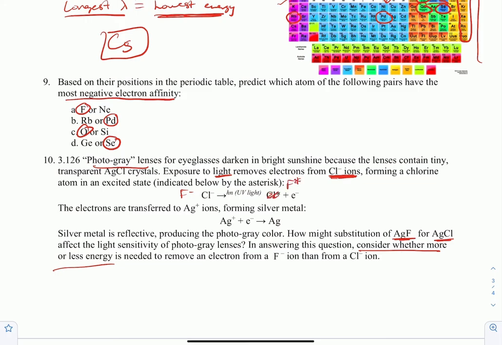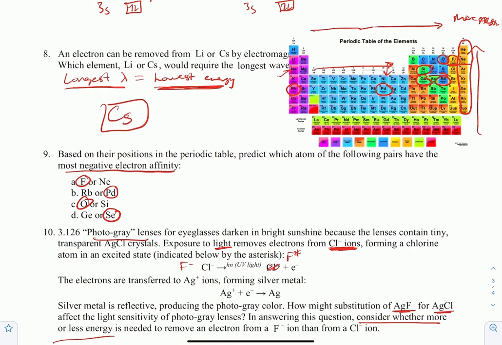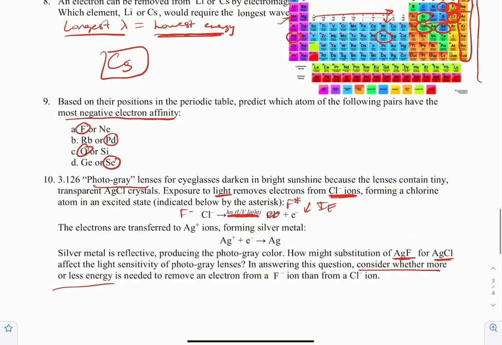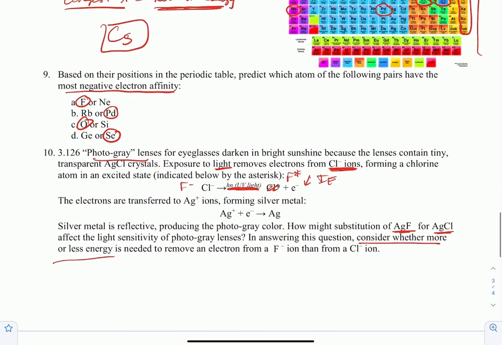And if we look at the trends, remember the trends follow up and to the right for higher ionization energy, because that's what this is, right? We've knocked off an electron. This is ionization energy. And this is an example of ionization. And the energy that we put in was just from that light. So does it cost more or less? And the answer is it costs more, right? Because fluorine is above chlorine on the periodic table. So because it costs more, it's going to be less sensitive to light. So we'll say less sensitive to light, because it's going to take more energy to take that electron away from the fluorine, okay? Less sensitive to light.